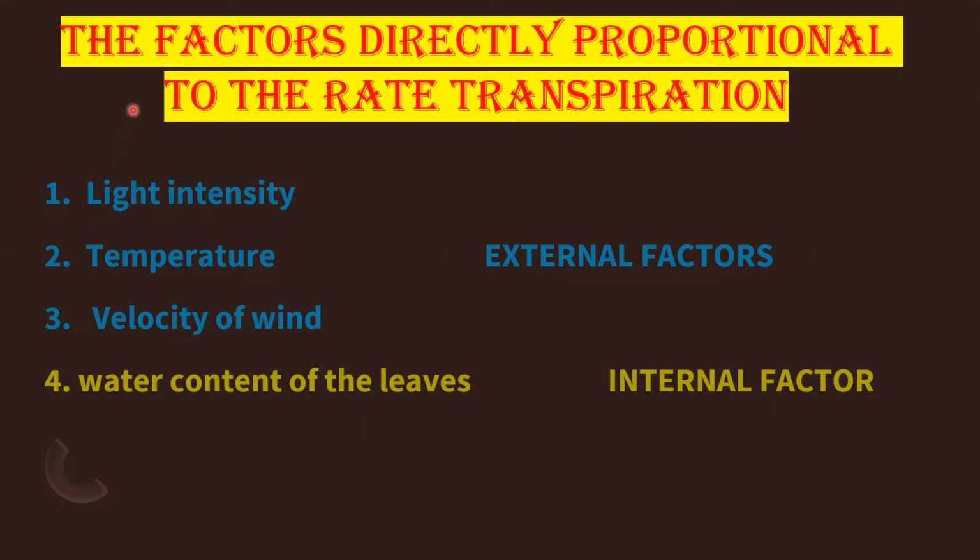We can go through the factors directly proportional to the rate of transpiration. First one, light intensity, then temperature, third one, velocity of wind, fourth, water content of the leaves. These are the factors that are directly proportional to the rate of transpiration. Of these four factors, the first three are external factors, and the water content of the leaves is an internal factor.